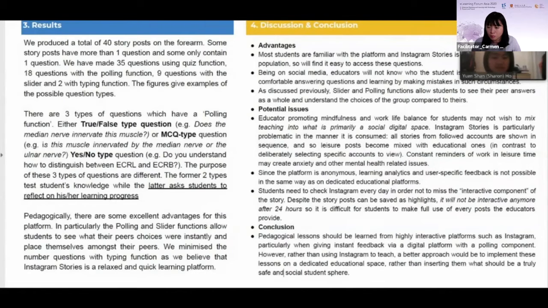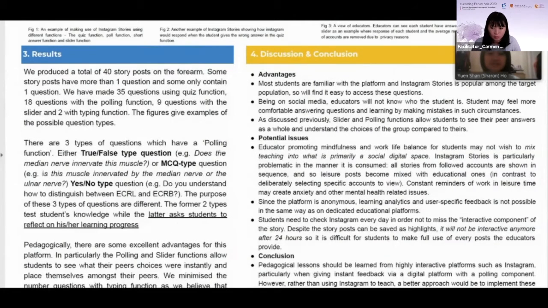Using Instagram to teach human anatomy has many advantages. Many students are very familiar with the platform, so they can easily access the questions. Being on Instagram means that students will be anonymous, so they don't need to worry about making mistakes. Moreover, students can also see their peers' answers when they use the slider function or the polling function, so they can compare their answers with their peers.